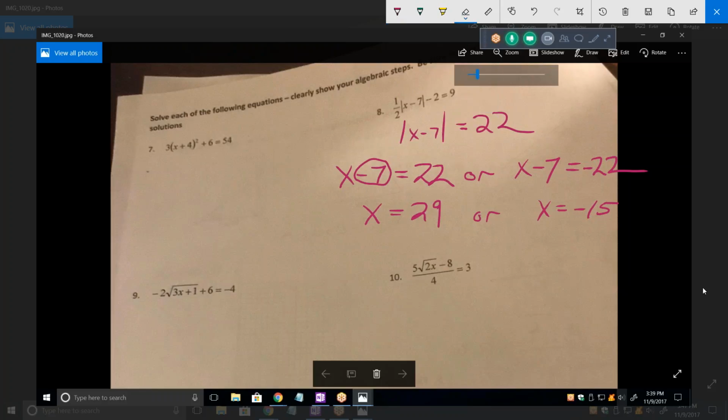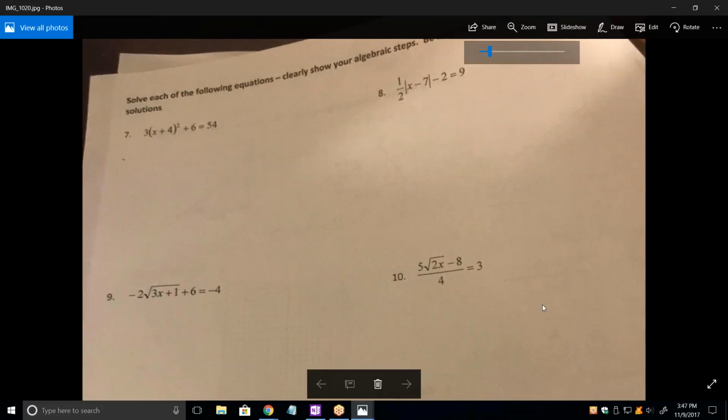Does the other one work? 15 minus 7, that's minus 15, so it's minus 22. What's the absolute value of minus 22? Would it be positive 22? Yeah, the absolute value of any number is always positive. The absolute value of minus 100 is 100. The absolute value of 100 is also 100. So the fact I get minus 22 means that the second solution also works, because I know that that's going to be 22. Half of 22 is 11. 11 minus 2 is 9. So both solutions work here.